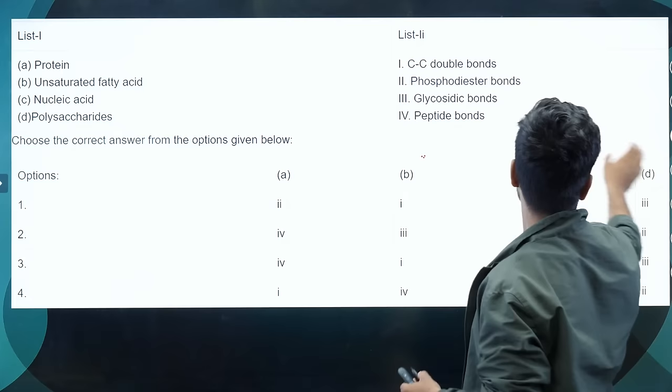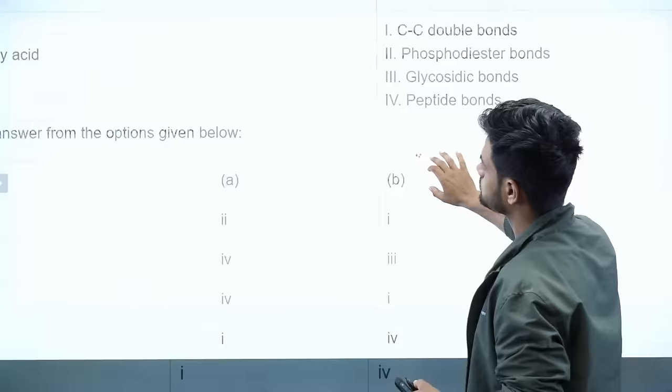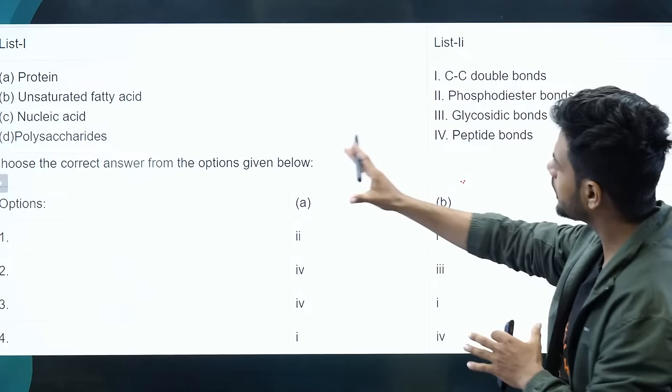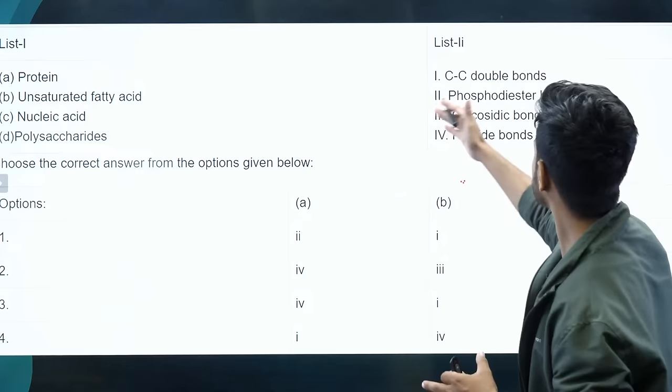Next question is here. Don't look at the options, just see the question. Forget the options for now. Okay. First one, you have protein. Protein will have what? Protein will have your peptide bond. Unsaturated fatty acids will have C=C double bond. Nucleic acid will have your phosphoester bond. Polysaccharides will have your glycosidic bond. Yes. Done.